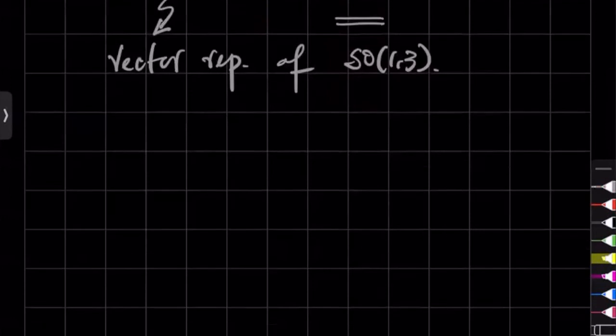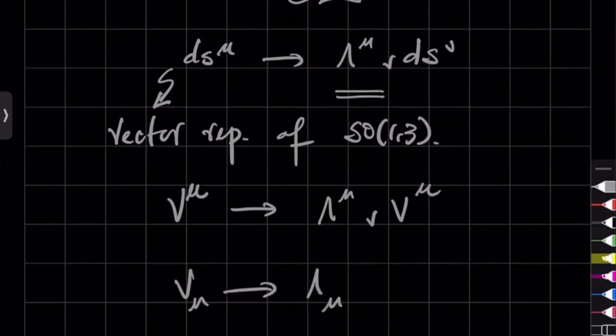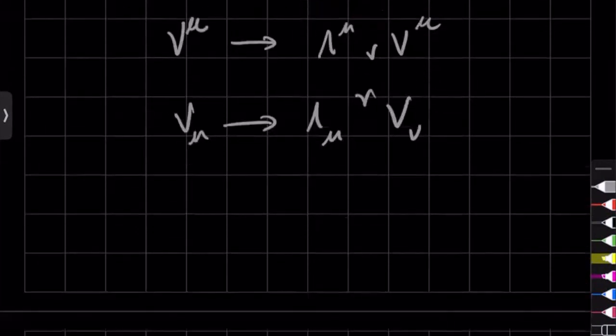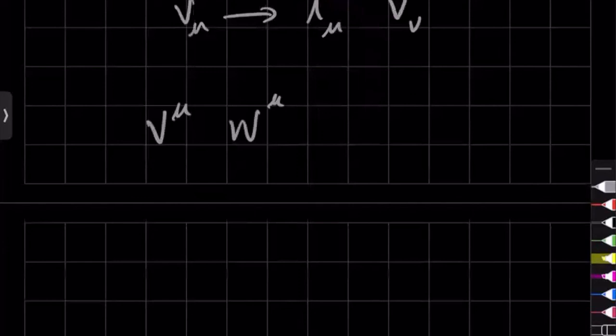Now, there could be a generic vector, let's call it V^mu. Under the Lorentz transformation, this would be a contravariant vector representation. This would be a covariant vector transformation. We are not so bothered about covariant and contravariant right now. But suppose I'm given 2 vector fields, let's call them V^mu and W^mu. Each of them is a vector field, a vector representation. They could have some physical significance, but I don't care. So these are both reps of SO(1,3), vector reps.